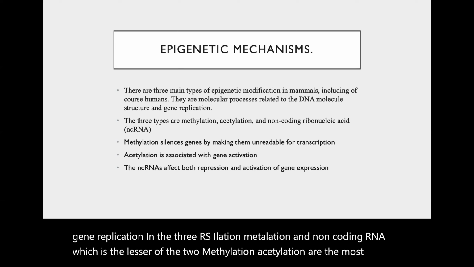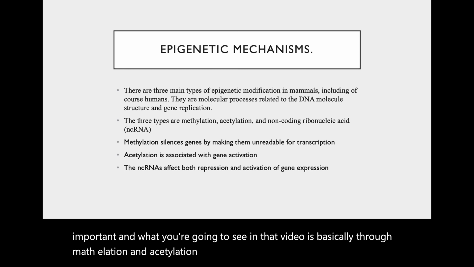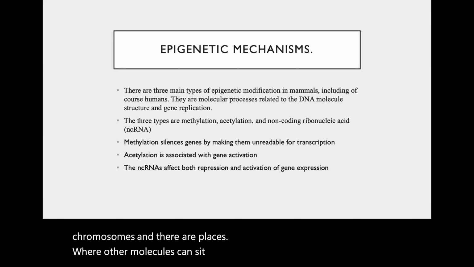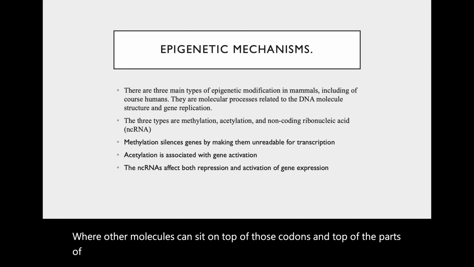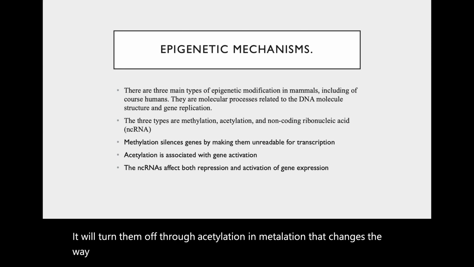And what you're going to see in that video is basically through methylation and acetylation, you have these long strands of DNA called chromosomes, and there are places where other molecules can sit on top of those codons and top of the parts of the DNA molecule that is transcribed, the gene, and it will block them, it will turn them off. Through acetylation and methylation, that changes the way they wrap around histones, other proteins.